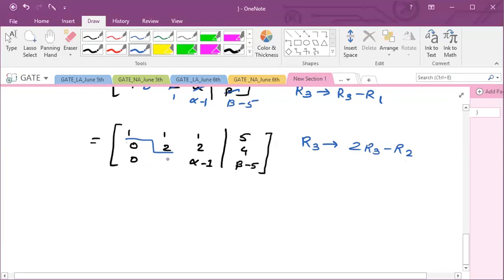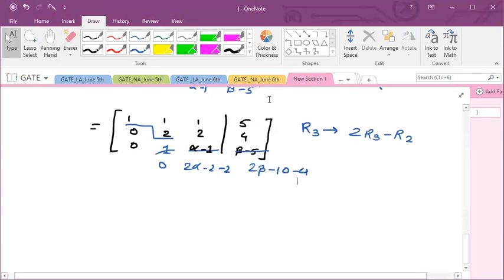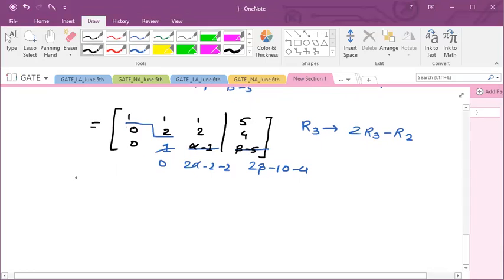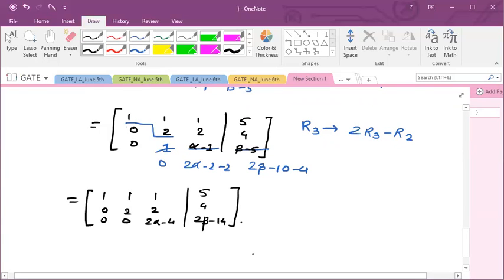Initially this was 1, so multiplying by 2 it becomes 2, and 2 minus 2 is 0. This becomes 2 alpha minus 2 minus 2, and this becomes 2 beta minus 10 minus 4. So now the augmented matrix is 1 0 0, 1 2 0, 1 2 2 alpha minus 4, with right-hand side 5, 4, 2 beta minus 14.